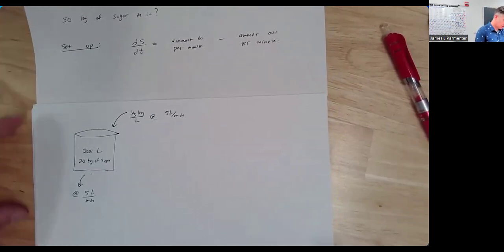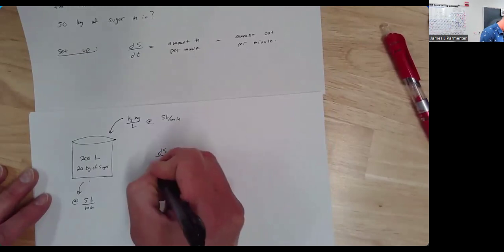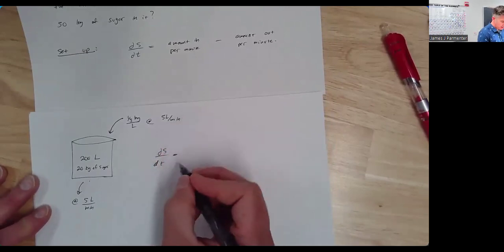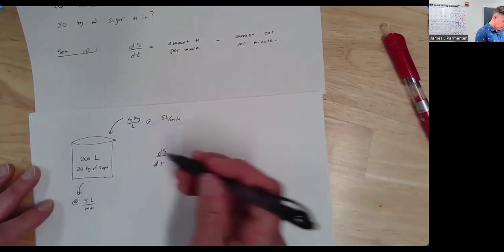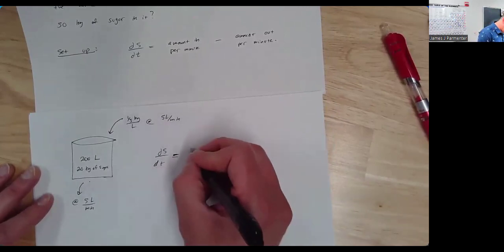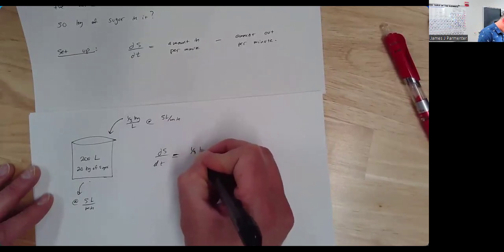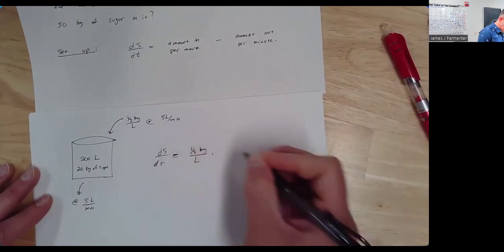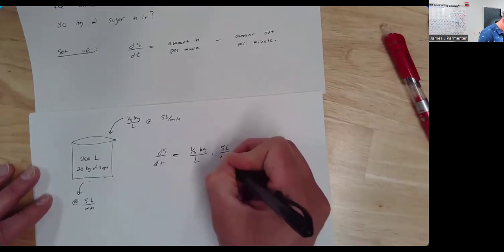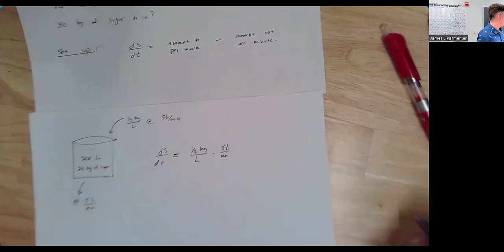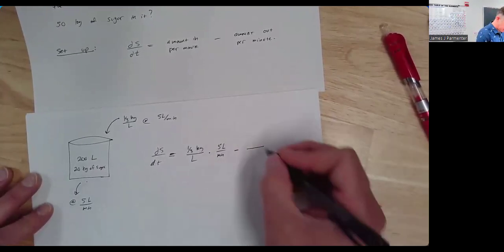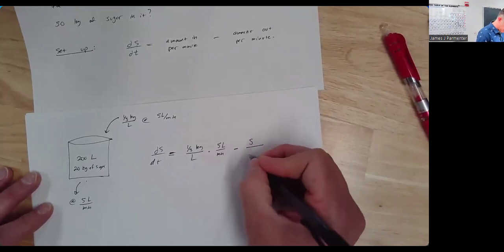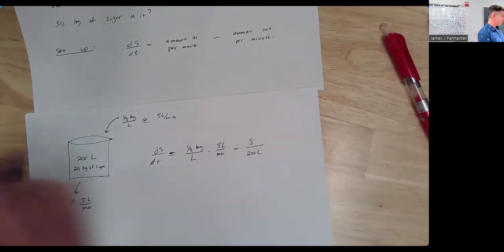So, our differential equation, dS/dt. The amount in almost always is a constant. Here, we're putting in a concentration of 1/3 of a kilogram per liter at a pace of 5 liters per minute, which simplifies to 5/3. We're taking it out at a concentration of however much sugar is in the tank divided by the volume of the tank, which is not changing.